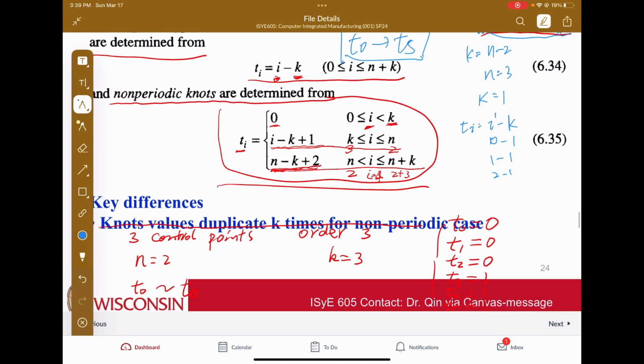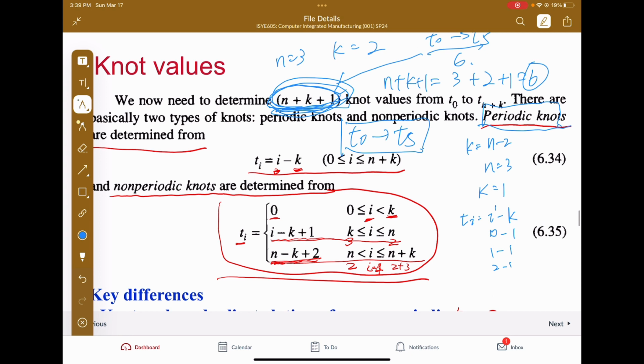The second we call the non-periodic knots, where we repeat several times at the beginning and repeat several times at the end. So the intervals between the knots are different, because when we repeat at first, the interval is 0, and at the end we repeat several times, also 0. But in the center, there is a certain interval. So the intervals in the whole range are different. That's what we call non-periodic knots.